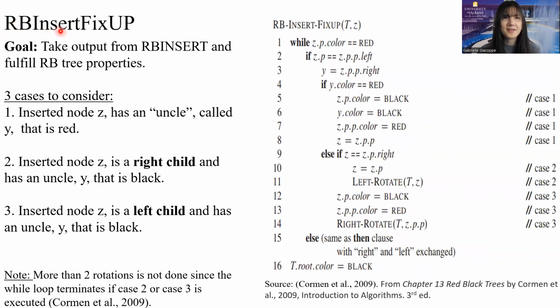As I promised, RB insert fix up is 16 lines, so it's not that long, but there are 3 cases to consider. The first case to consider is that the inserted node Z has an uncle called Y, and Y is red. In the second and third cases, the uncle of the inserted node is black, except in the second case the inserted node is a right child. The third case is that the inserted node is a left child.